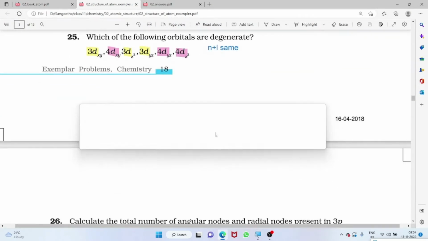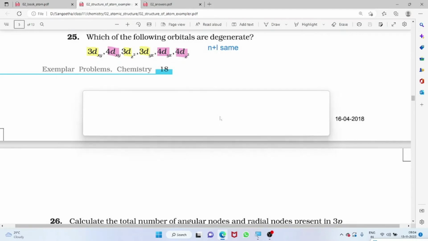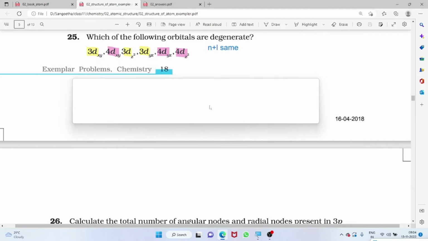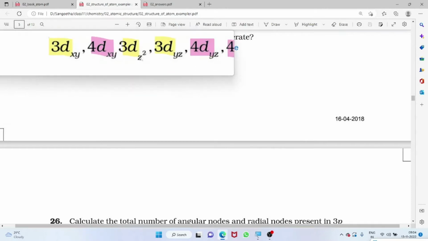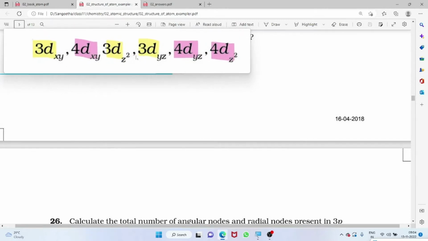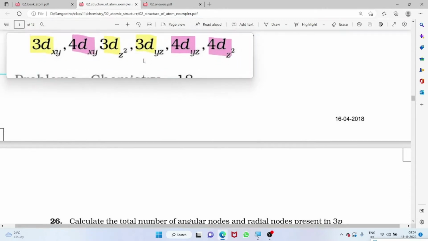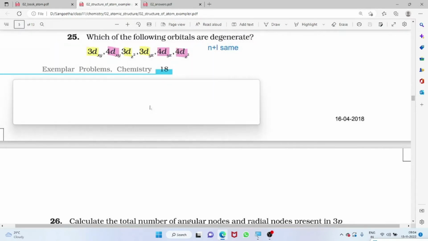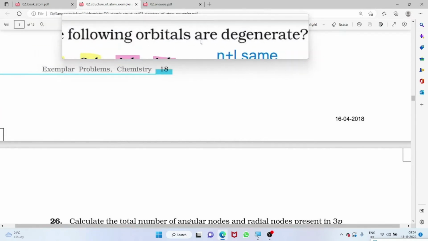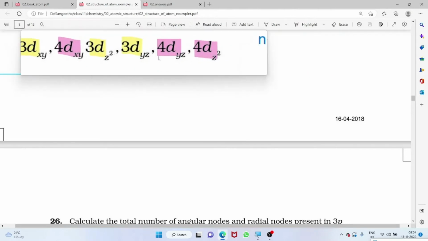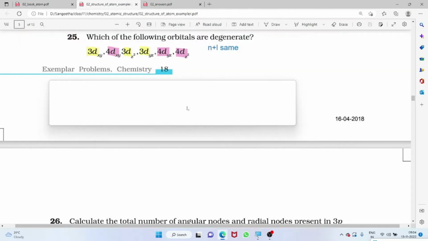Which of the following orbitals are degenerate? Degenerate means same energy, n plus l. So here 3d, 3d, 3d. These three will have the same energy. So they are degenerate, and this 4d, 4d, 4d. These three are degenerate.